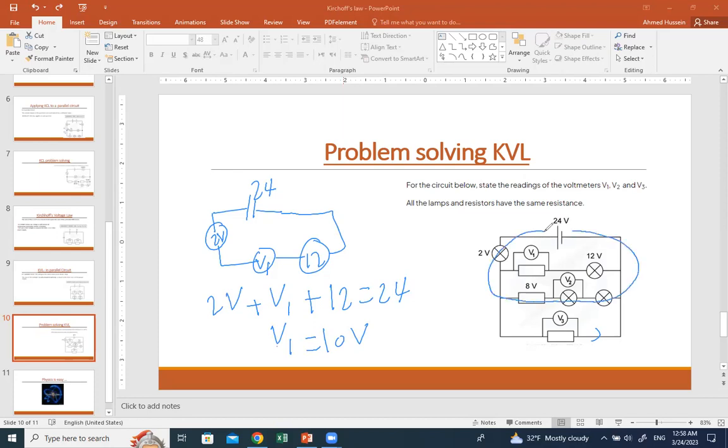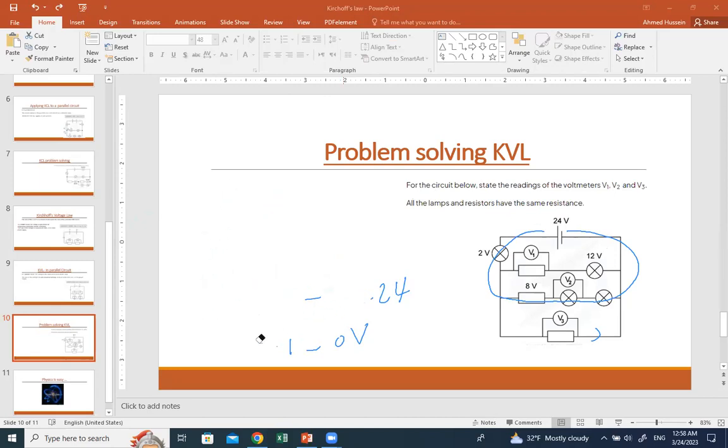It's a little bit tricky here. We need to notice that we have 3 bulbs here, and the 3 of them are identical, which means they have the same resistance, as it's given that all the lamps and resistors have the same resistance. It's quite easy, but we just need to take care and count how many bulbs we have.